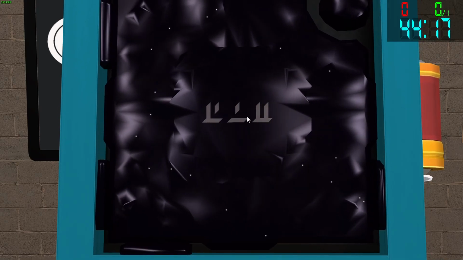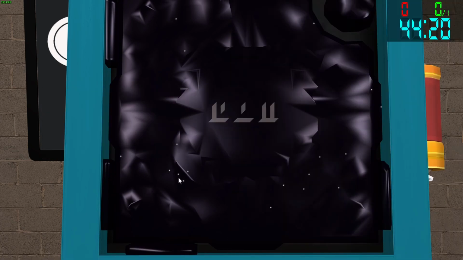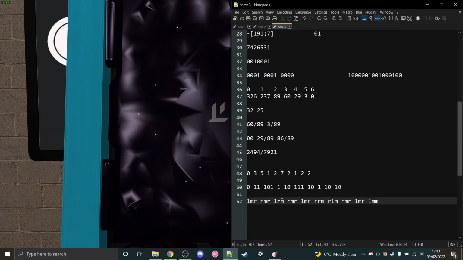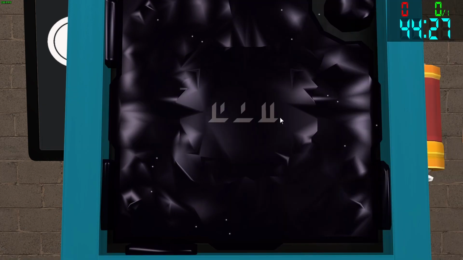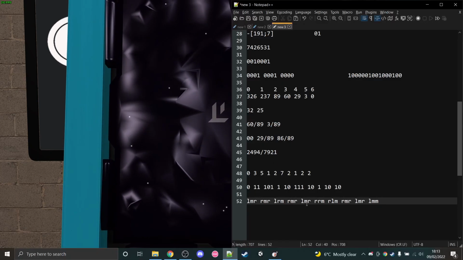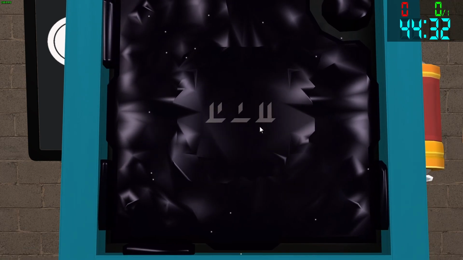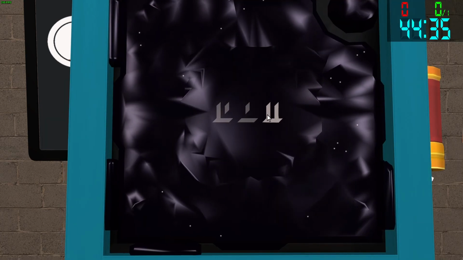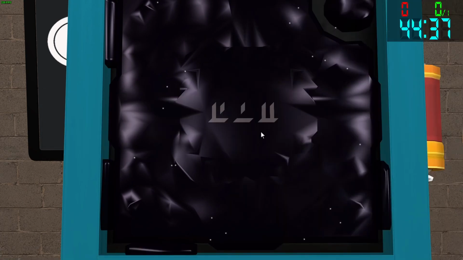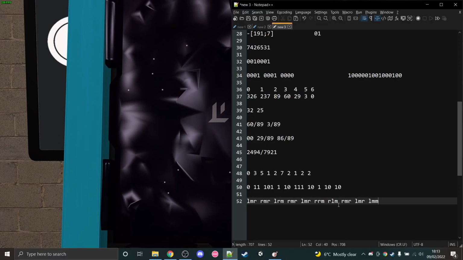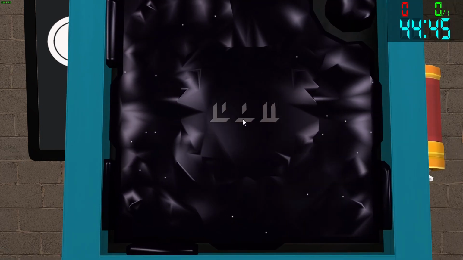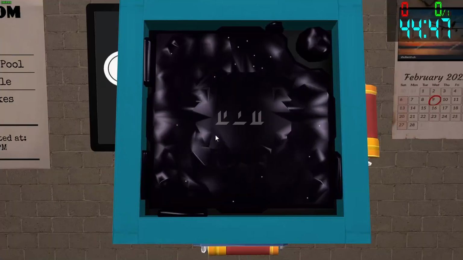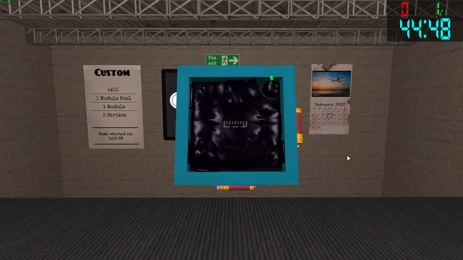Left, middle, right. Right, middle, right. Left, right, middle. Right, middle, right. Left, middle, right. Right, right, middle. Right, left, middle. Right, middle, right. Left, middle, right. Left, middle, middle. This was exactly the way I'd like it. And that is a solved module.